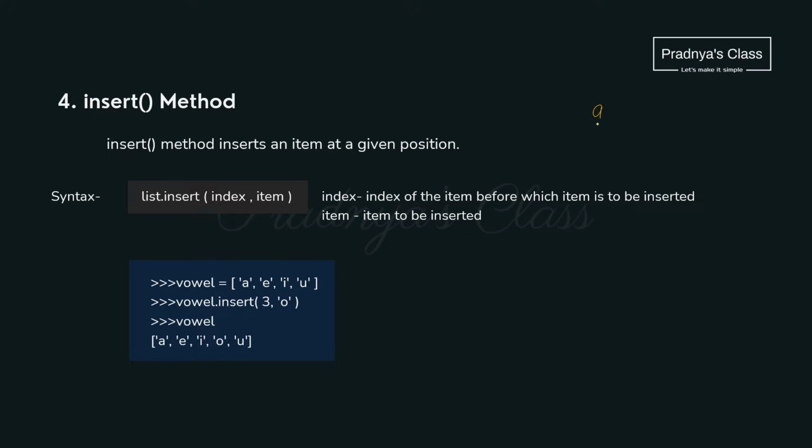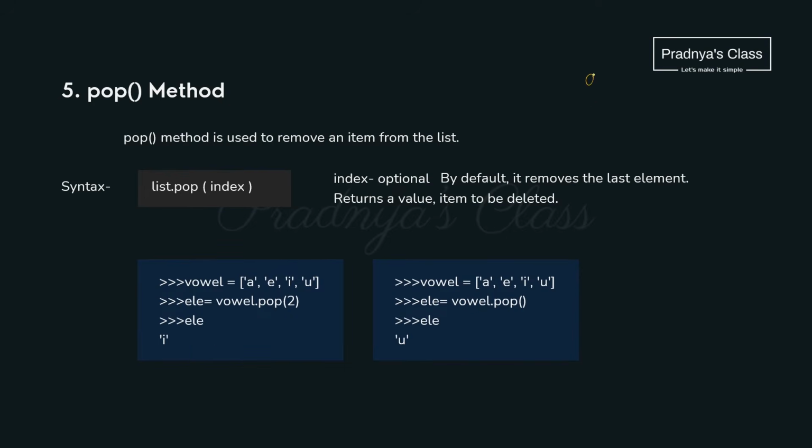We checked two methods, append and extend, but both these methods add elements at the end. But if you want to add at a specific index, then you will be using the insert method. That's why we are providing the index and the item. Look at this example. We want to add this O at index 3. When we check the output, it got added and the element at that position got shifted to the next position. In this way, with these three methods, we can add elements to the list.